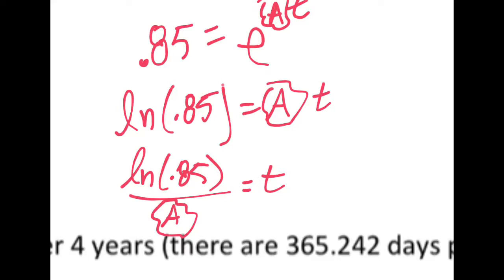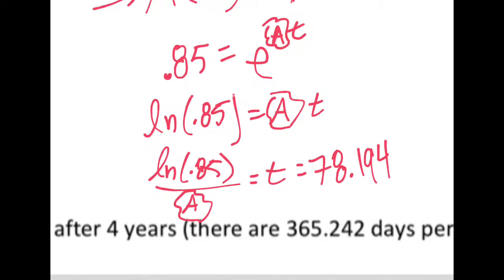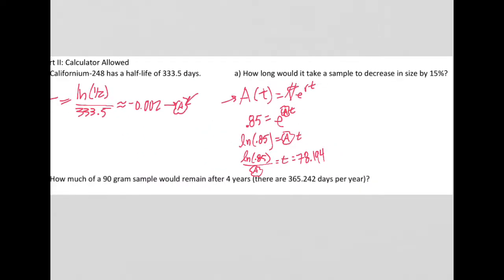So crunch this in your calculator. Natural log, alpha, whatever you stored it as. Just kidding, natural log of 0.85, close your parentheses, divided by alpha of whatever you stored it as. And you should get 78.194. And what are the units? Well, our units are days.